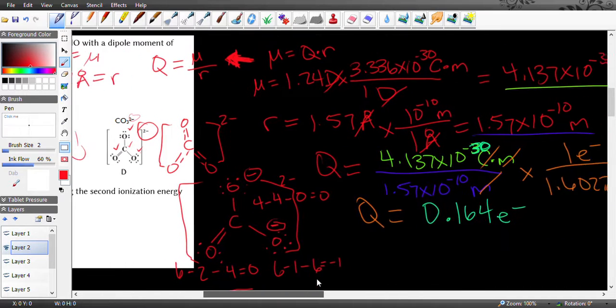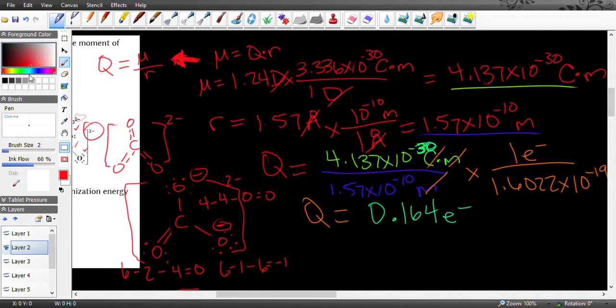So for O3, let me switch up colors. I thought this was going to be a fast one, but apparently not. Start off by drawing your bonds. You have 3 bonds, and you have a total of 18 electrons, and we've used 2, 4 of them, so that leaves us with 14. So let's go 1, 2, 3, 4, 5, 6. Take away 6 from 14, so that would be 8.